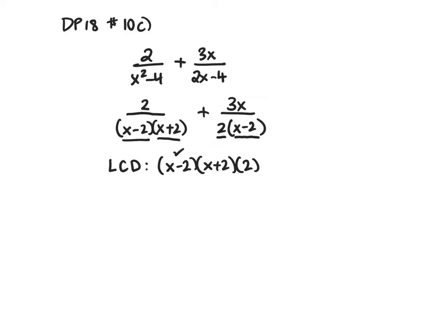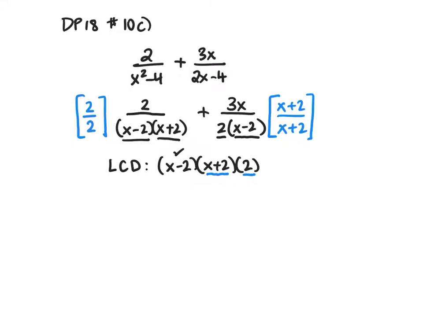So if that's my lowest common denominator, now I need to consider what does each of my fractions need so that its denominator is the lowest common denominator. So I see that this fraction over here has a 2 and has an x minus 2, but it needs an x plus 2. So I'm going to multiply top and bottom by an x plus 2, which is a convenient form of 1. This fraction on the left has the x minus 2 and the x plus 2, but it needs a factor of 2. So I'm going to multiply top and bottom by 2.